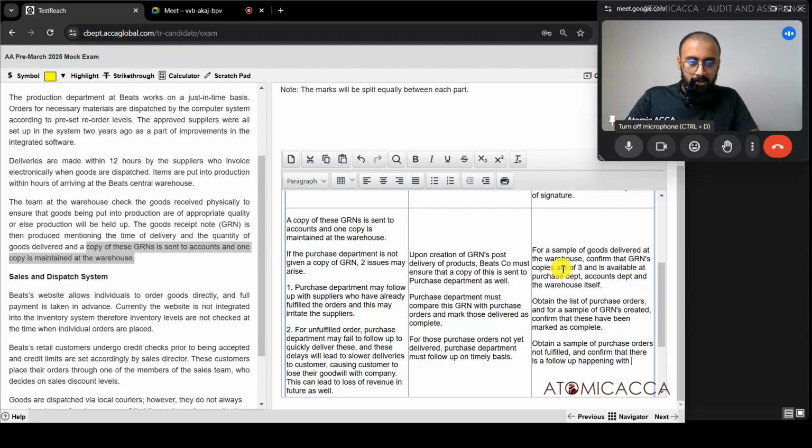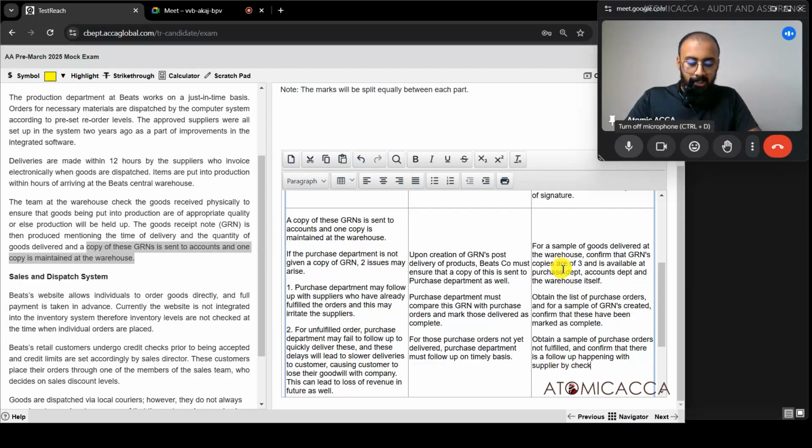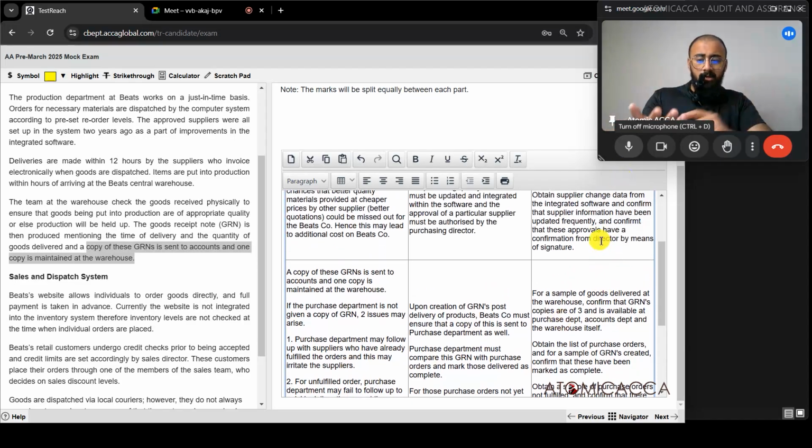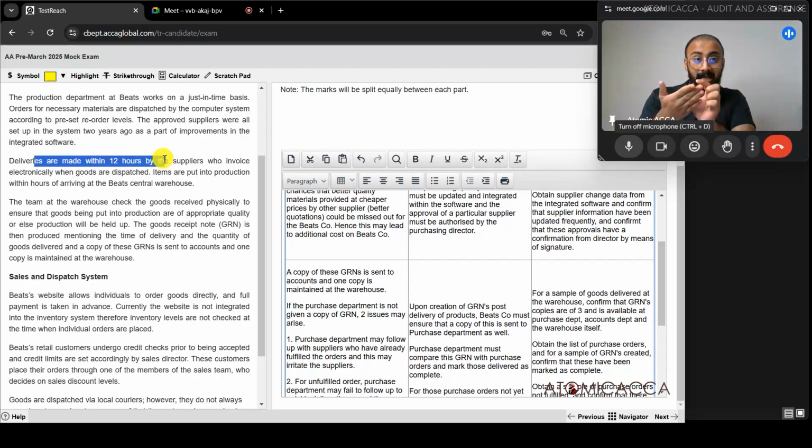happening with the supplier by checking the date of the mail follow-up, because if the mail follow-up is done, there'll be a date. Now let's say the purchase order is on 10th of January, and if the follow-up mail is happening on, let's say, 10th of February, that means follow-up is not happening properly. Rather, if on 10th of January the purchase orders are made and deliveries are made within 12 hours by the supplier, and the date of the mail follow-up is within 1 day itself, it means that okay, follow-up is happening properly.